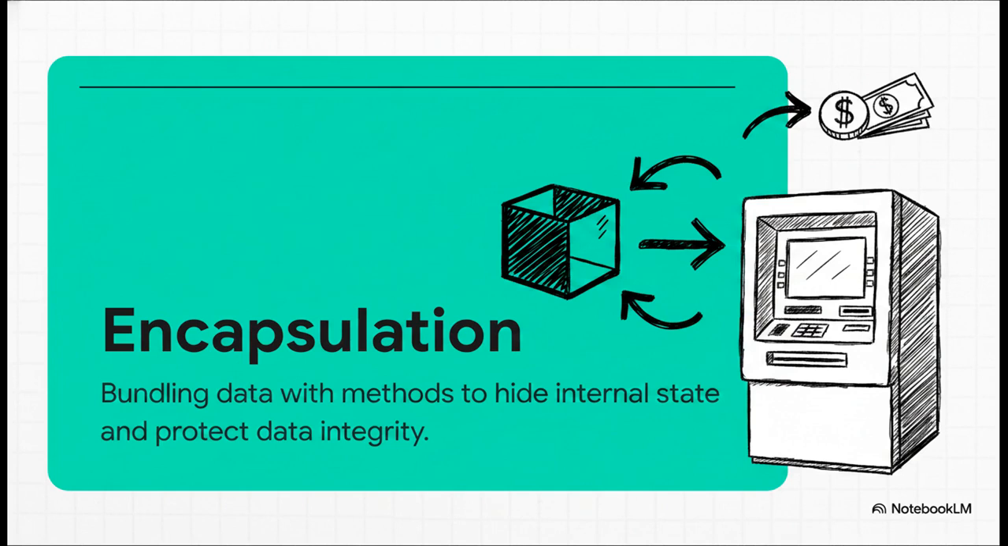Think about an ATM. You walk up, use the screen, punch in your PIN on the keypad to get cash, but the complex, super sensitive mechanisms inside, the actual vaults of money, the network transaction logic, are safely locked away in a black box. You absolutely cannot reach in and just manually tweak your account balance. And that's exactly the point. By restricting that direct access, encapsulation protects your data and stops other parts of your code from accidentally breaking things.